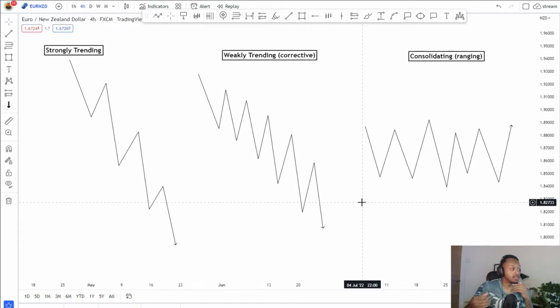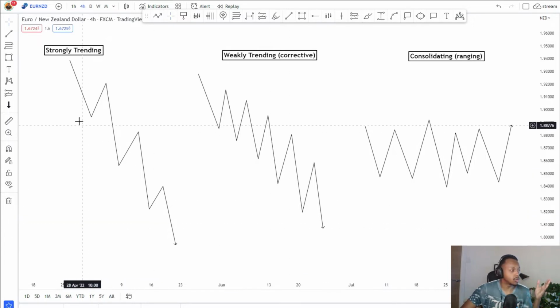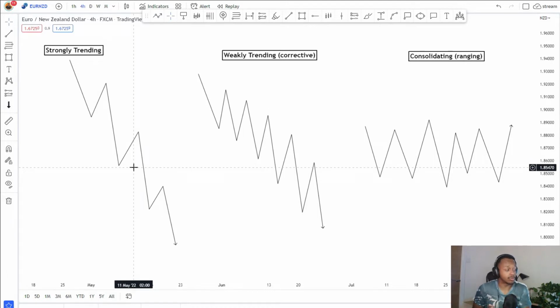So as you can see, I've got the three main market conditions here. We've got strongly trending, markets making lower lows and lower highs. So it's a bearish trend here. But we're seeing long impulsive moves followed by a nice corrective retracement, and then again a long impulsive move forming these lower lows and lower highs.